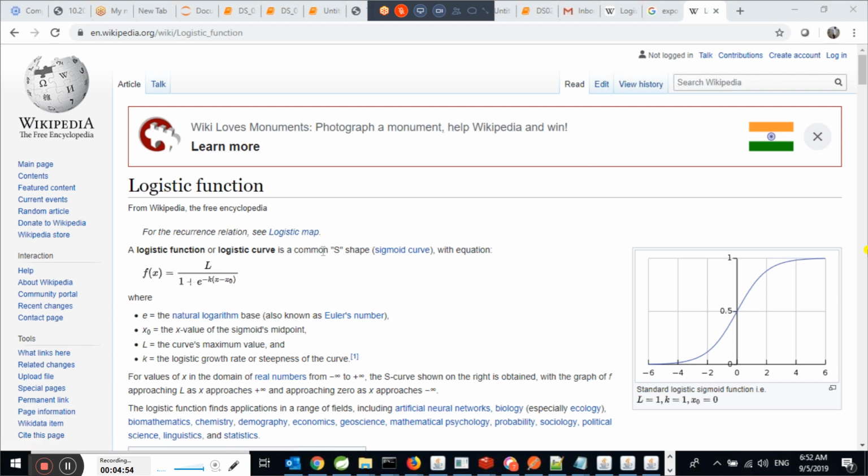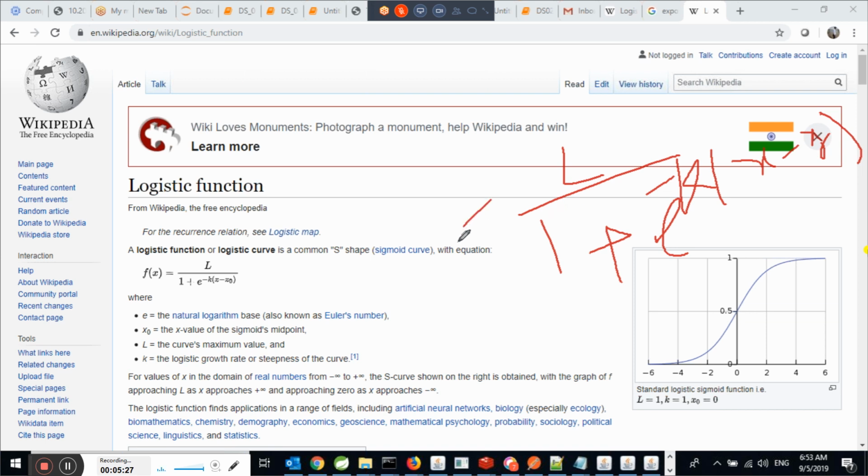So the logistic function is nothing but, this is the formula: f(x) = L / (1 + e^(-k(x - x0))). What is the formula? L by 1 plus e to the power minus k times x minus x naught. This is the formula of the logistic function. Now why are we approaching the logistic function?